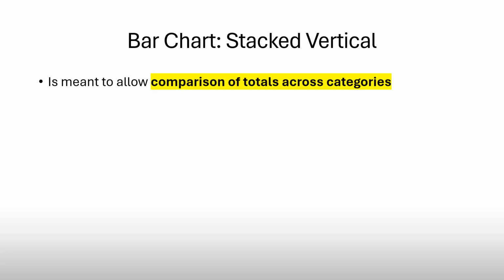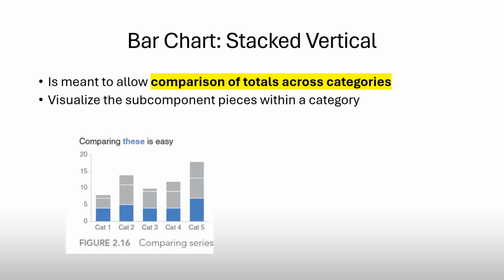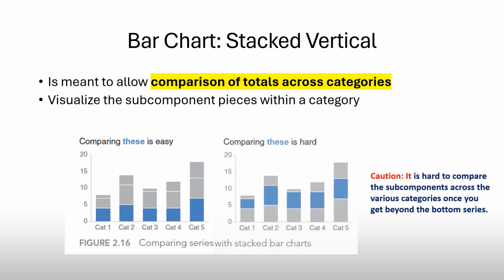With a stacked vertical or stacked column visual, we can compare totals across categories. We can also visualize the subcomponent pieces within a category. In the first visual, we see that comparison is easy, but in the second visual, comparison is not easy. It is hard to compare the subcomponents across the various categories once you go beyond the bottom series.